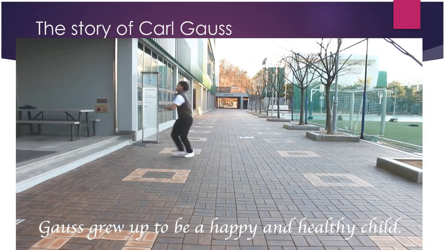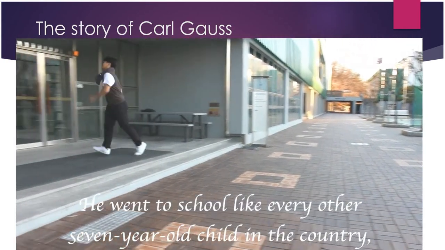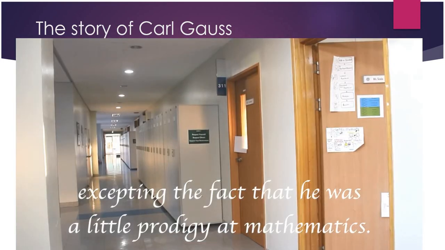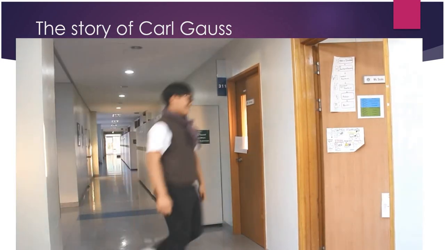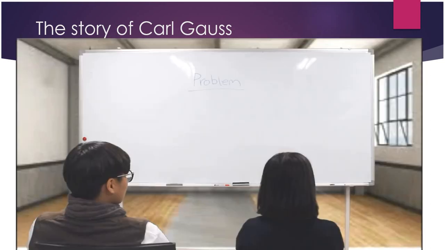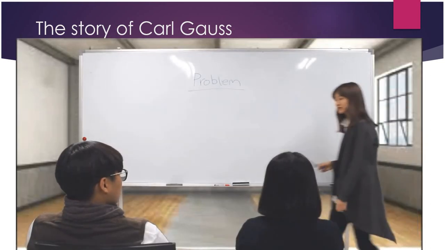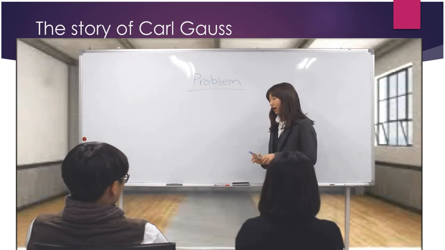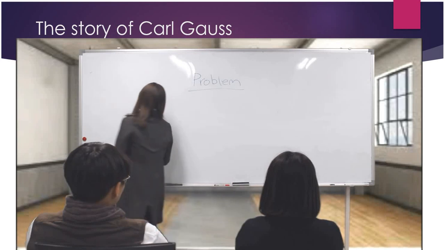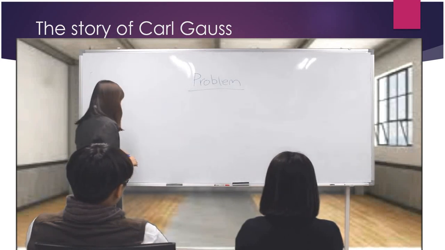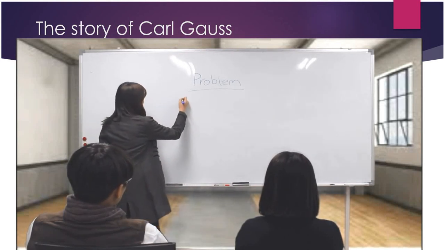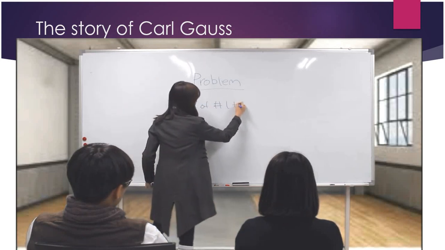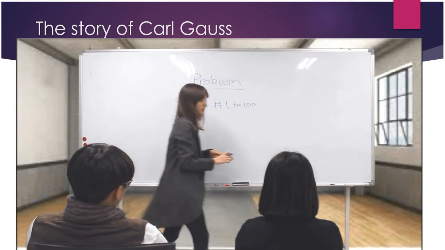Gauss grew up to be a happy and healthy child. He went to school like every other 7-year-old child in the country, except for the fact that he was a little prodigy at mathematics. Quiet! Today I'm going to try and see how well your brains work. Once you solve the problem, you will get permission to be dismissed from the school. So the problem is, what is the sum of numbers 1 to 100? Now solve it.